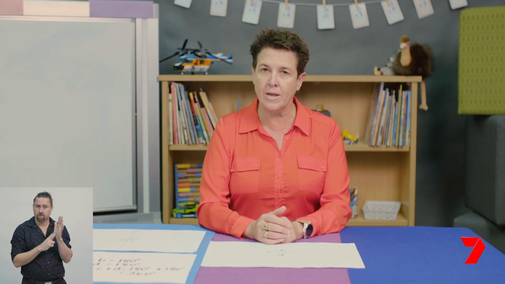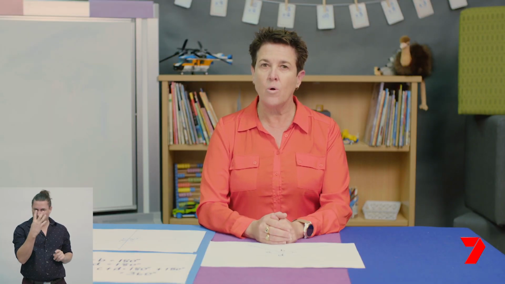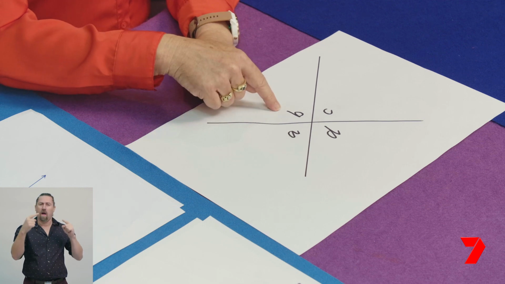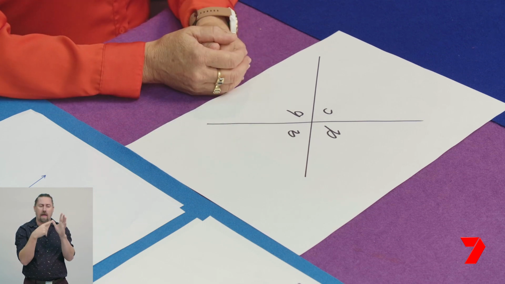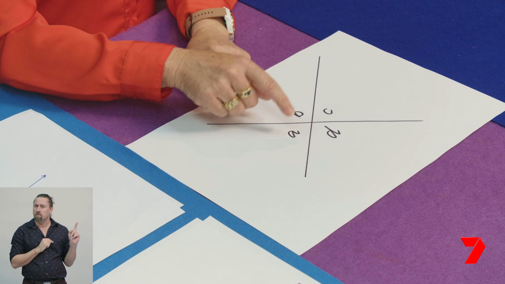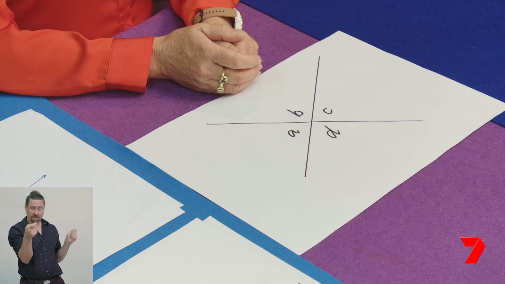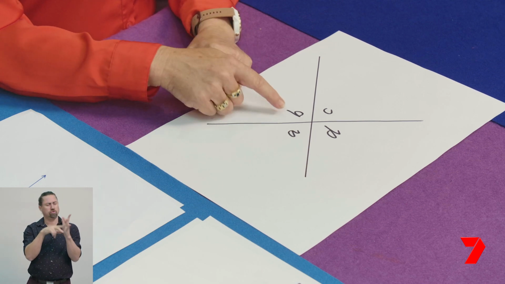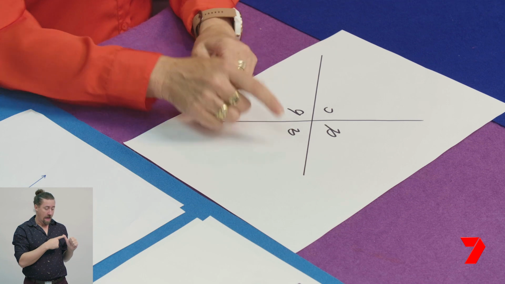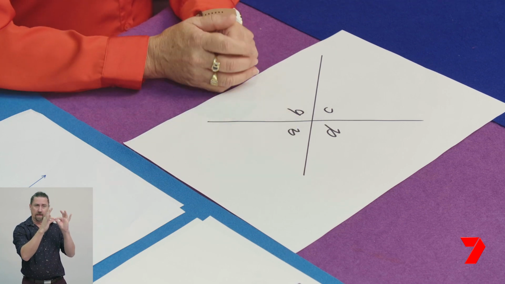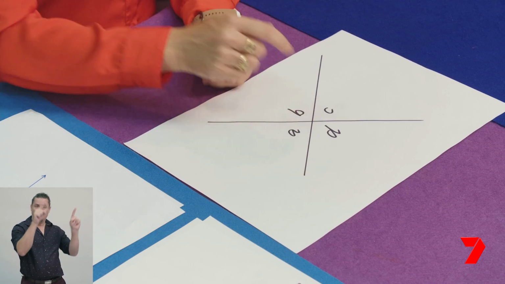Do you remember what adjacent angles are? Which angles are adjacent to B? If you said A and C, you are correct. Can you explain how you know? We know that angles A and C are adjacent to B because they share a common ray with angle B and they share a common vertex.